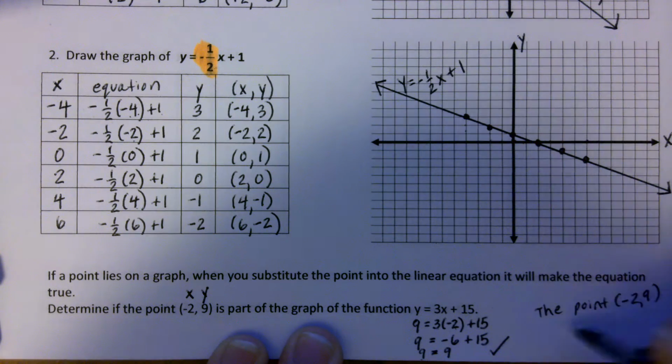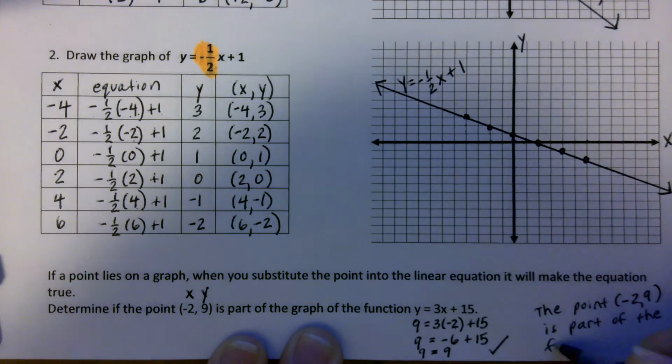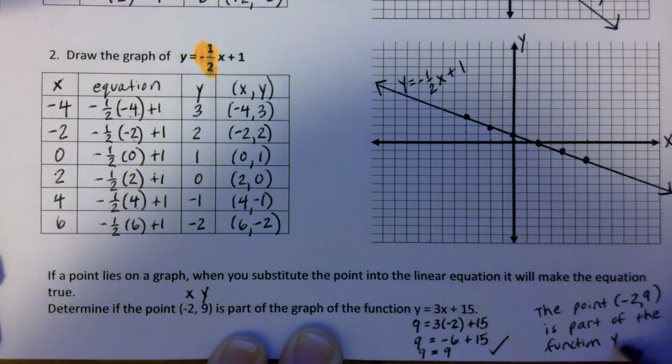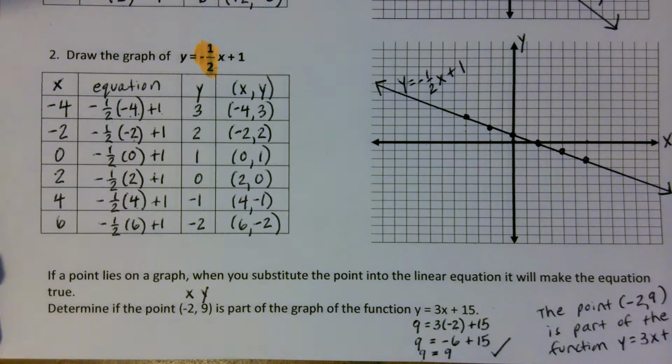And since when I substituted that point in the equation it made it true, the point -2, 9 is part of the function y equals 3x plus 15 because it made the function true.